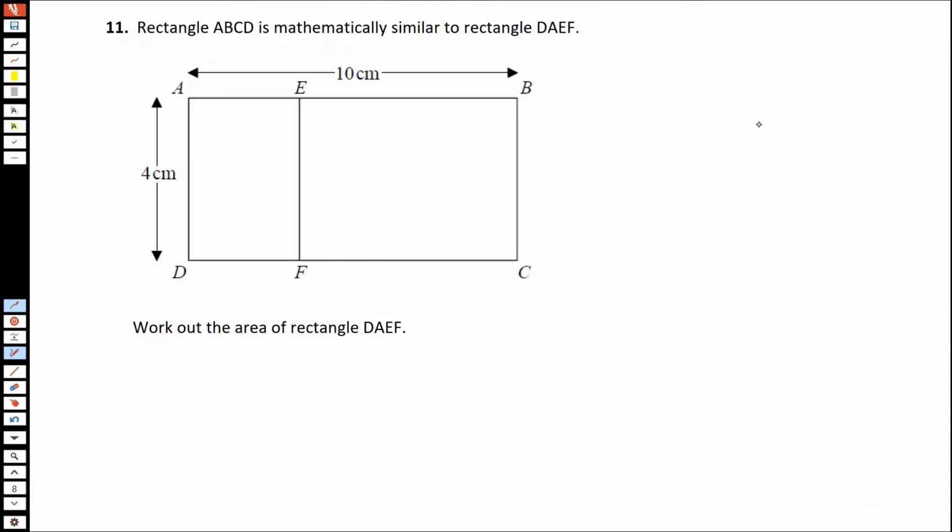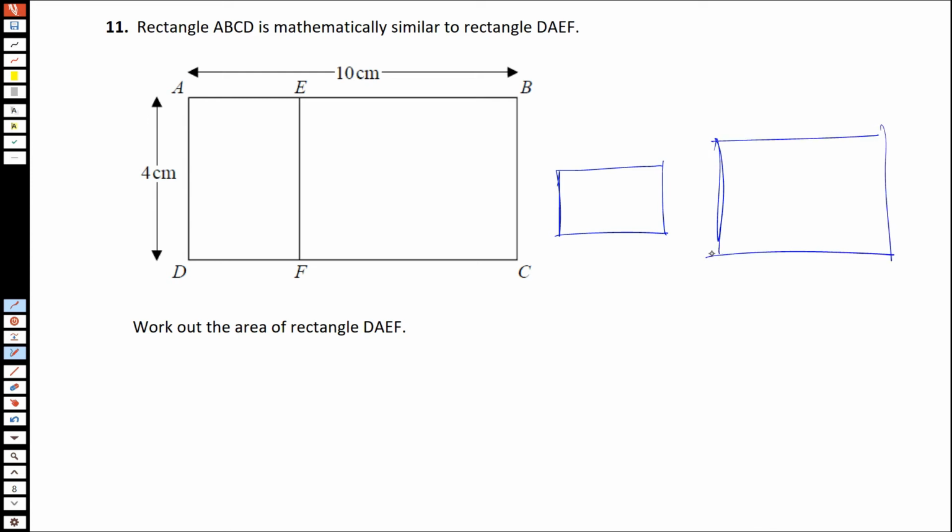Right. Number 11. So we have two rectangles which are similar here. We have E, F, D. So and we have the larger one. So what I'm going to do is just to sketch the two rectangles separately. So we have this one here, which is the smaller one, and then we have the larger one.